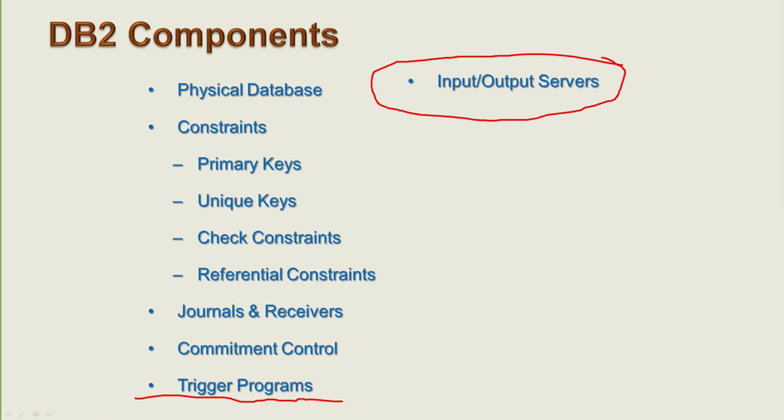So input-output servers, although they may appear, they're not officially a part of the database components per se. I see them as part of the database components. In fact, every time I create a database file, I define its constraints, set up its journaling and commitment control, I define and code trigger programs for it, and I code and compile an input-output server for it.